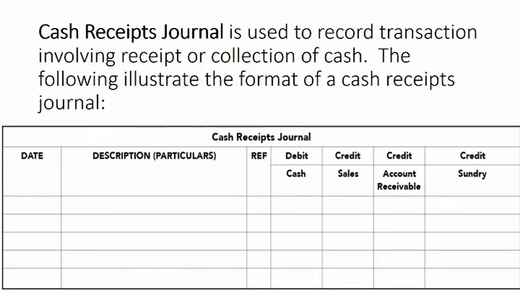An example of a cash receipt journal is this one, wherein you have the date and the description or particulars. Again, for the description, we will be using an account that best describes the transaction. So it should be a receipt or a collection of cash. And then we have the reference number, the debit to cash, credit to sales, credit to accounts receivable, or credit to owner's equity. These are the three possible credits that you could have.